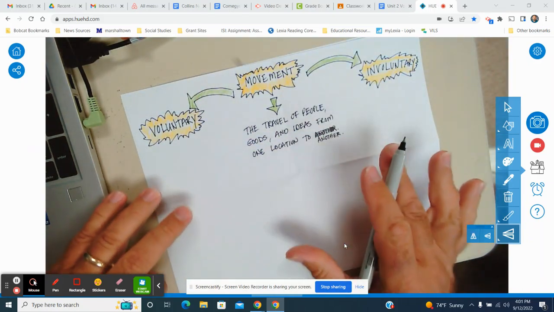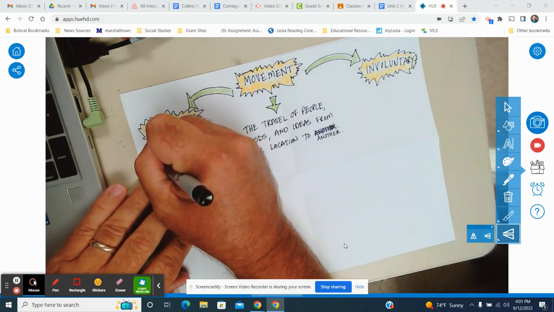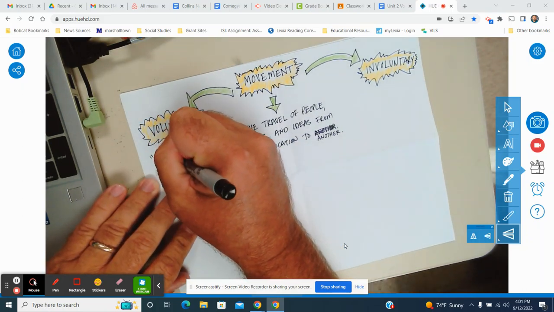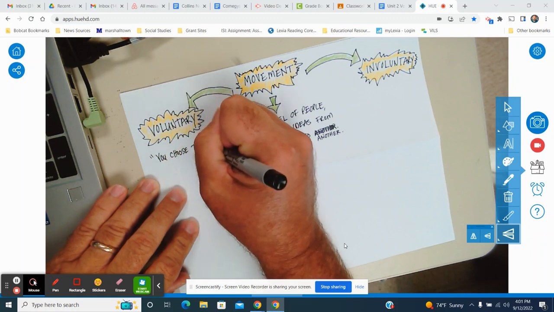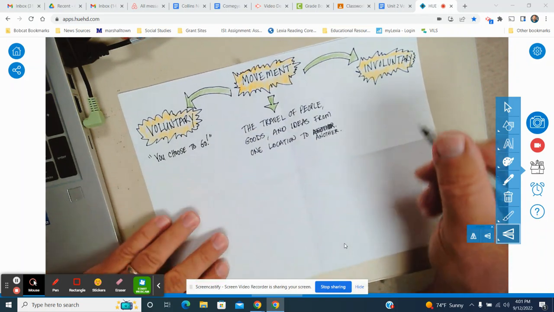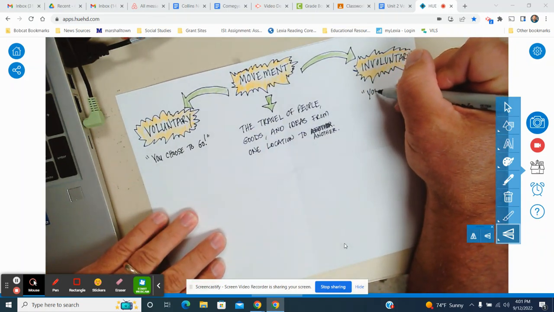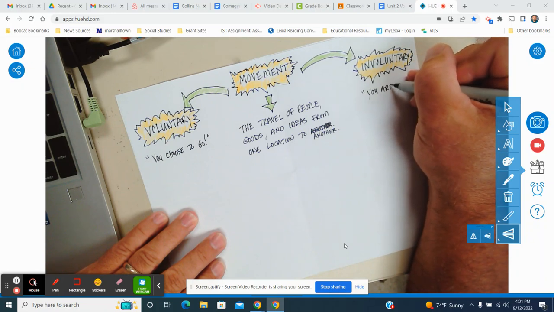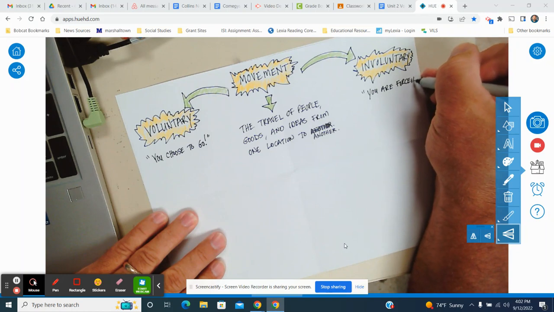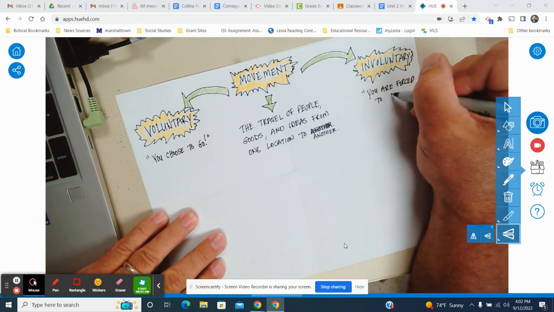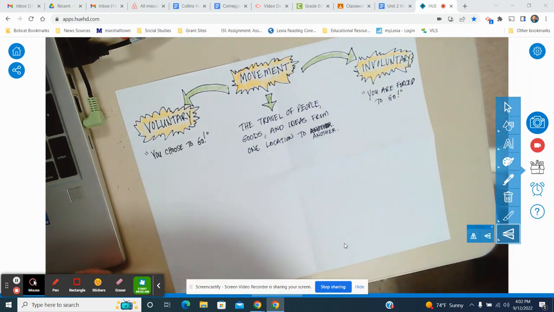And we talk about voluntary movement. We're talking you choose to go. And involuntary is different because generally you are forced to go. Now, let's put this in perspective.